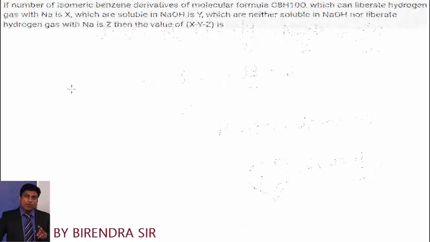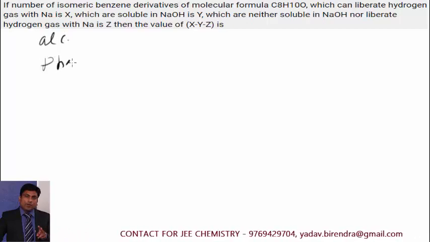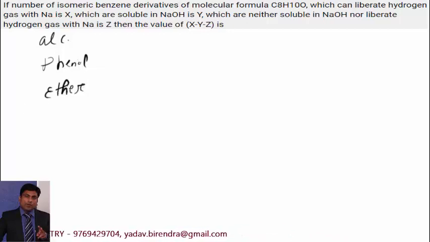Since in the molecular formula you have only one oxygen, with no degree of unsaturation and one oxygen, you may have an alcohol, you may have a phenol, because the benzene ring is given and if you connect OH with the benzene ring, that will become phenol, and you may have an ether. So these are the possibilities, right?